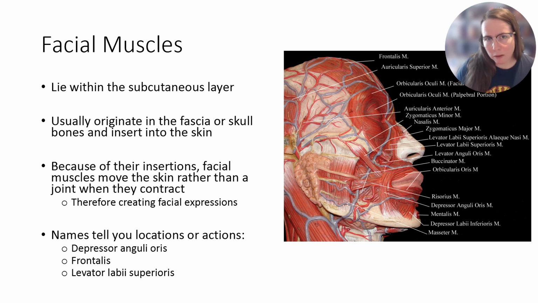One of the cool things about a lot of our facial muscles is they tell you where they are or what they do. So we have our frontalis muscle here, which is on the frontal bone. The depressor, so it's going to pull down. Anguli, the angle, oris, mouth, is this little triangular muscle right here, pulls down the corner of your mouth. Levator, elevates. Labii, lip. Superioris, it's going to pull the upper lip up.